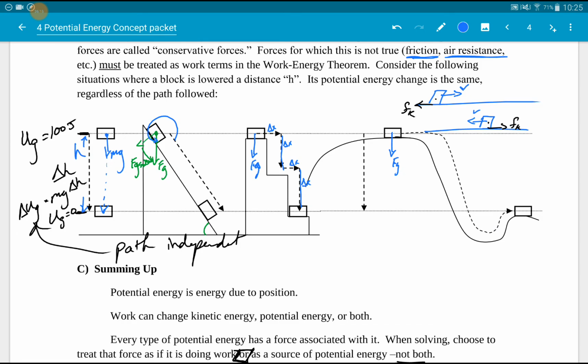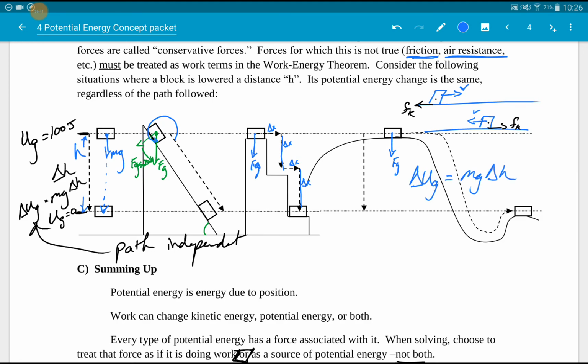But that doesn't mean you can't calculate it, because the work that gravity does on this system doesn't depend on the path that it takes, but it actually just depends on where it started from and where it ended. And that's the beauty of gravitational potential energy. That this gravitational potential energy is super easy to calculate.